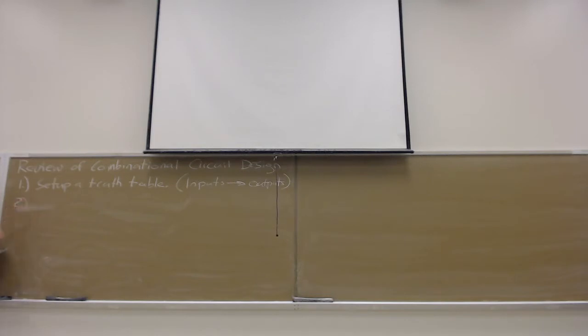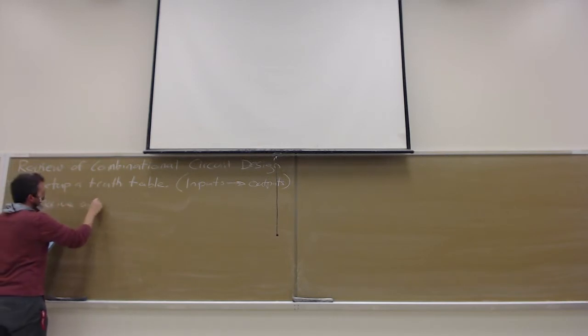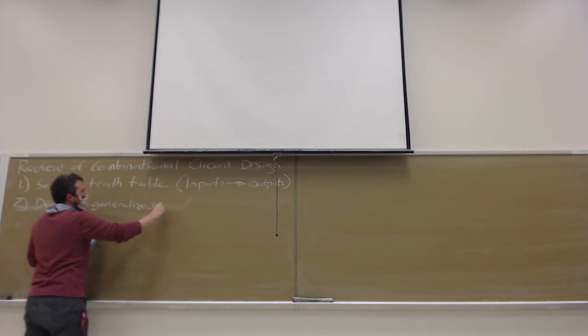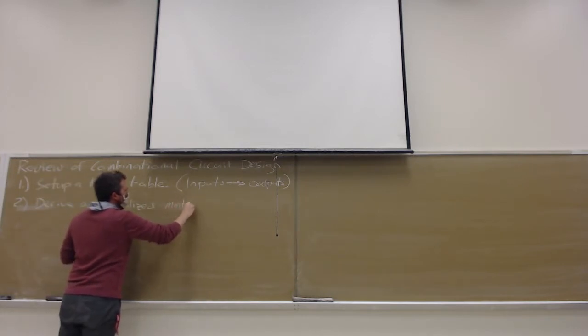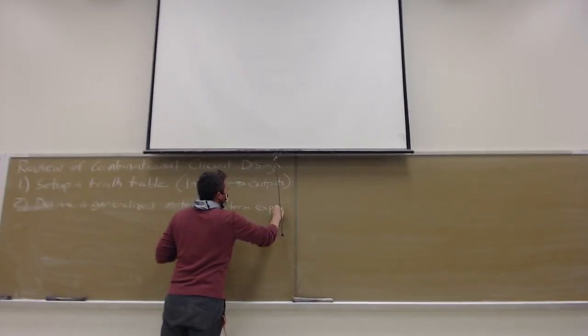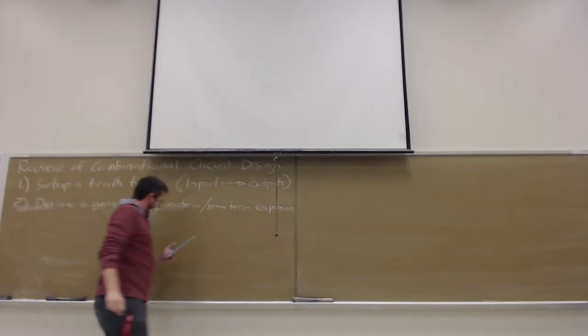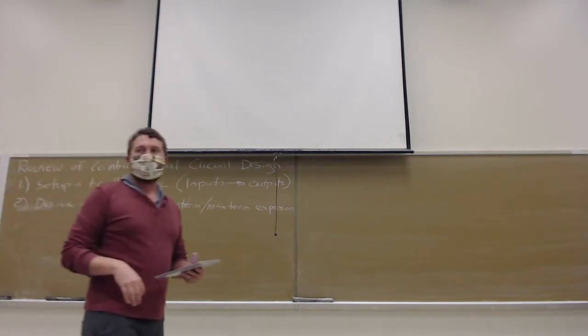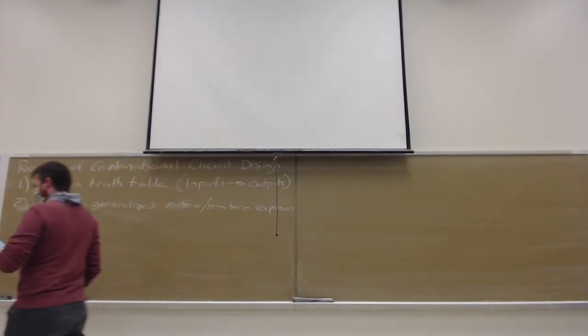Step two, use the truth table to derive a generalized min term or max term expansion. Take the truth table and get that f is a function of a, b, c, d is equal to the sum of min terms 0, 2, 3, 5, 14, right?